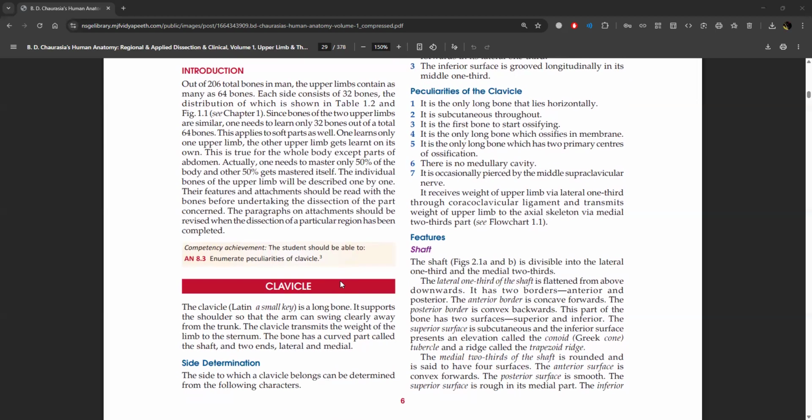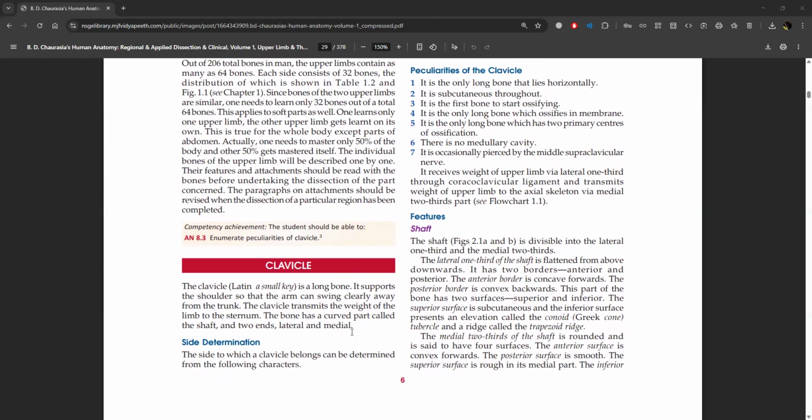The individual bones of the upper limb will be described one by one. Their features and attachments should be read with the bones before undertaking the dissection of the part concerned. The paragraphs on attachments should be revised when the dissection of a particular region has been completed.